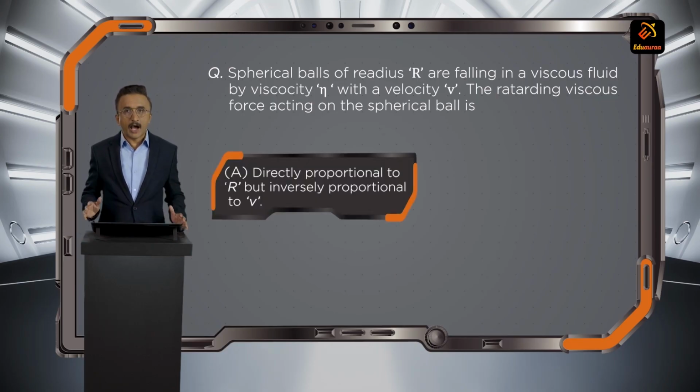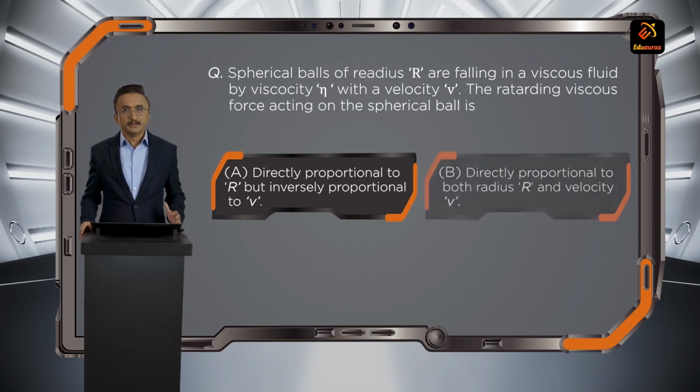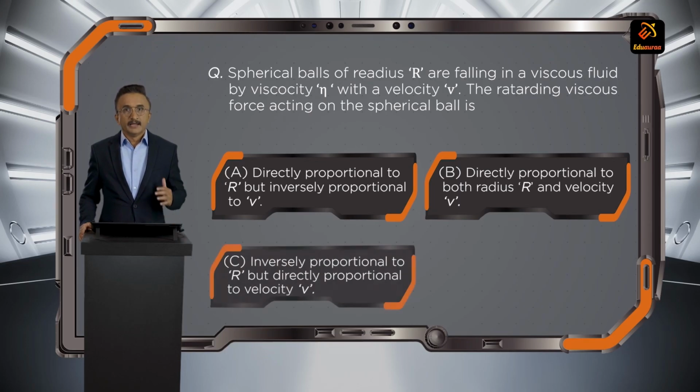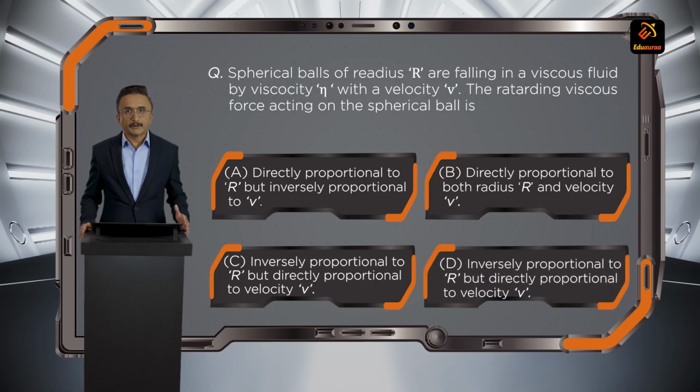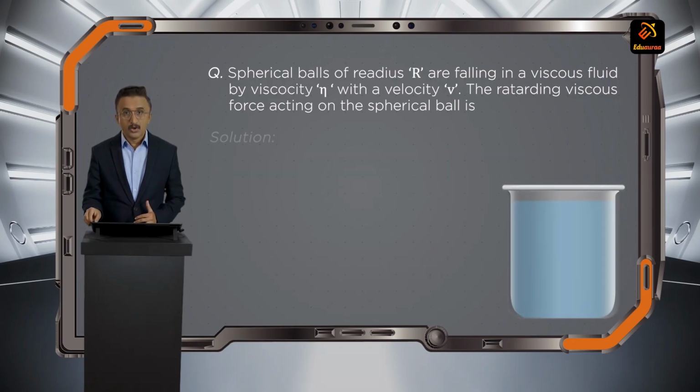Directly proportional to r but inversely proportional to v. Option B. Directly proportional to both radius r and velocity v. Option C. Inversely proportional to both radius r and velocity v. And option D. Inversely proportional to r but directly proportional to velocity v. It's a 2004 question. So let me discuss.